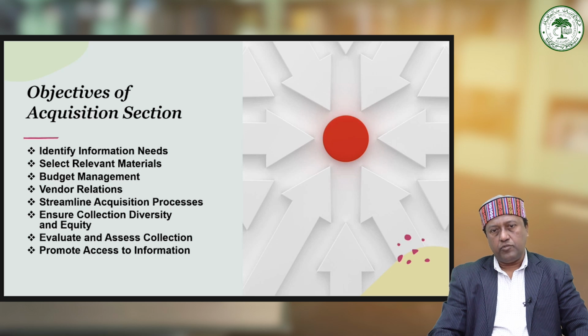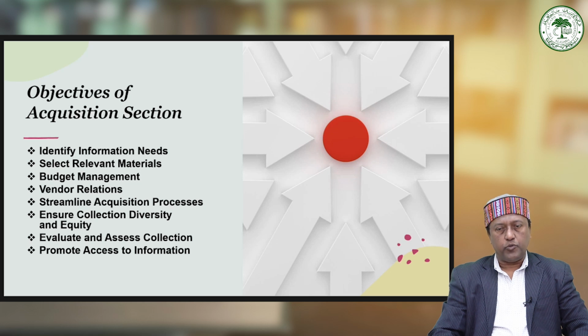The next objective is streamlining the acquisition processes. Implementing streamlined and efficient acquisition processes is essential for timely and accurate procurement of materials. This involves leveraging automation and technology to simplify tasks such as order placement, receipt verification, invoicing, and cataloging.